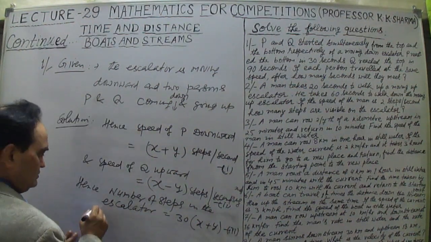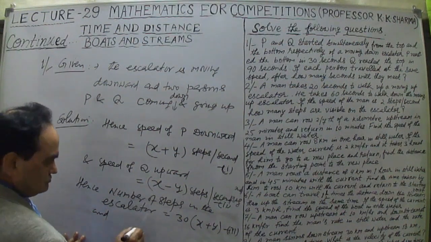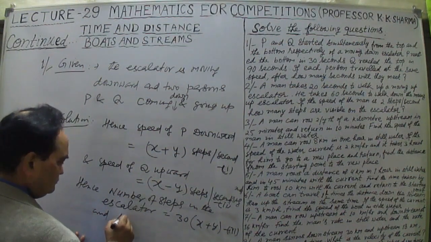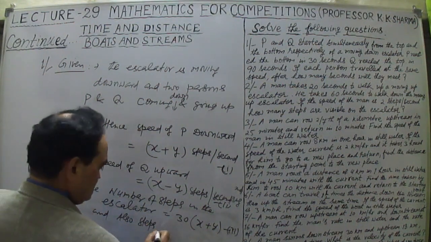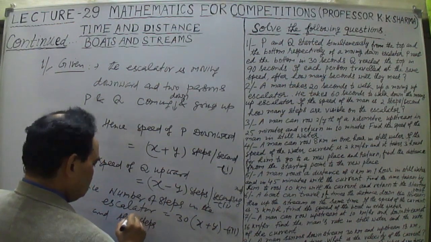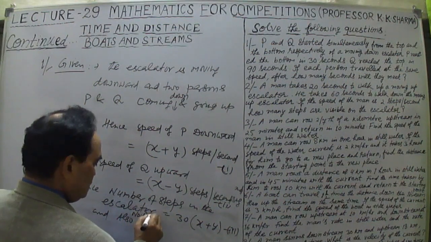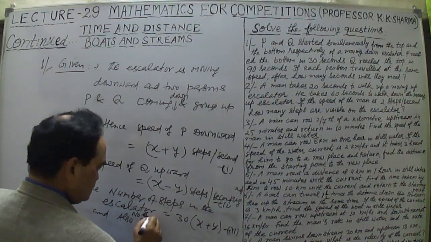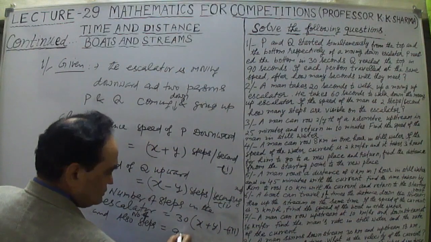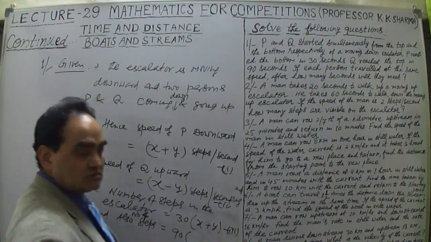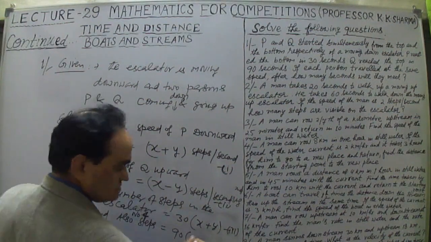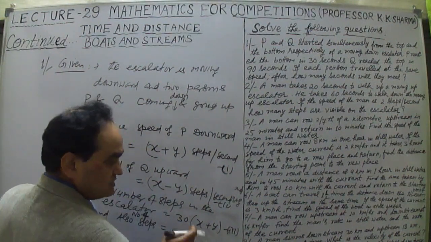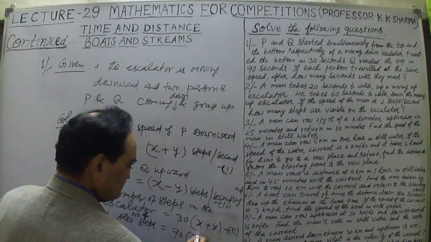Also, the number of steps is equal to (x minus y) times 90, because Q takes 90 seconds to reach up. So how many steps he has to count: this is x minus y.